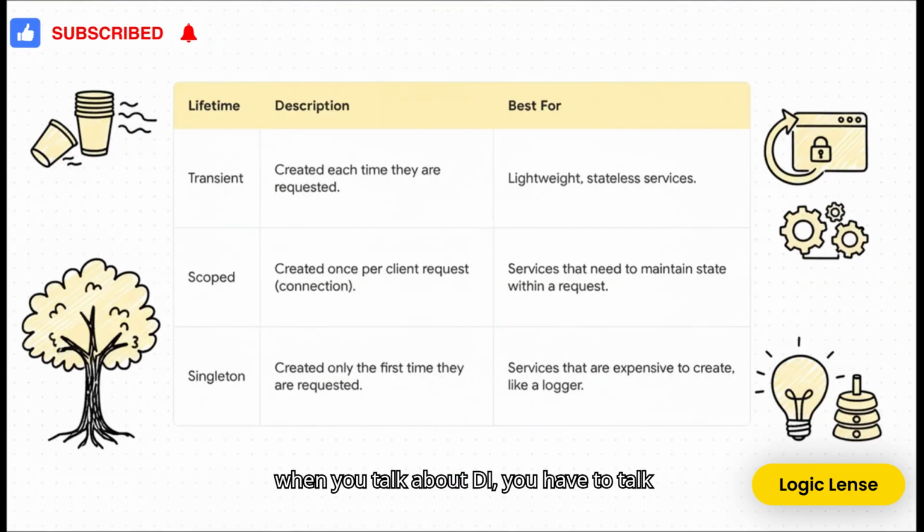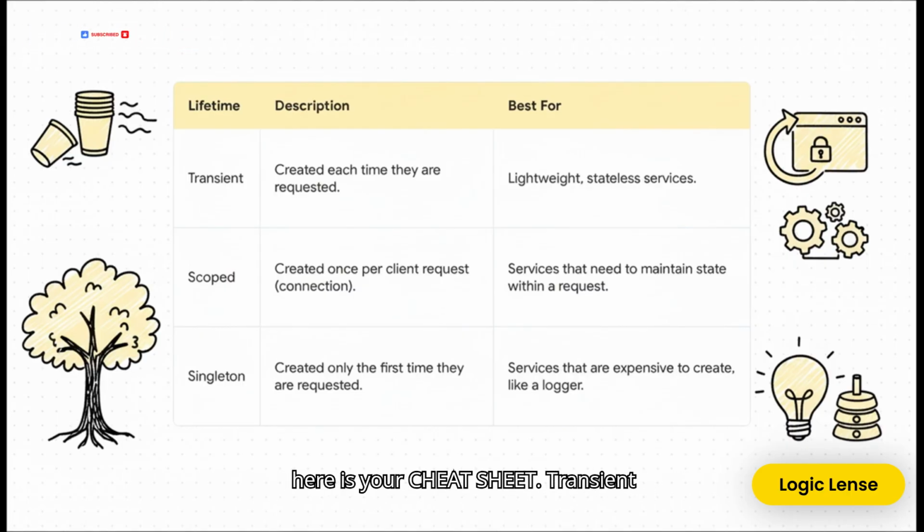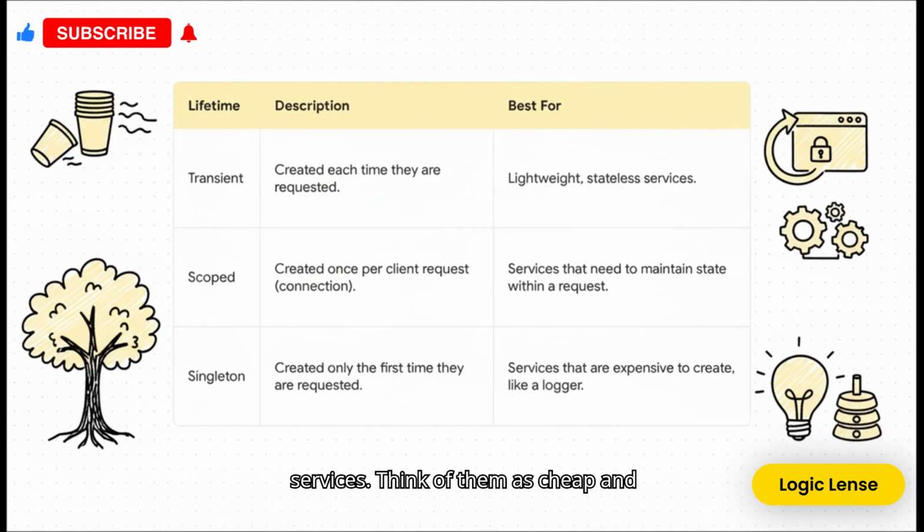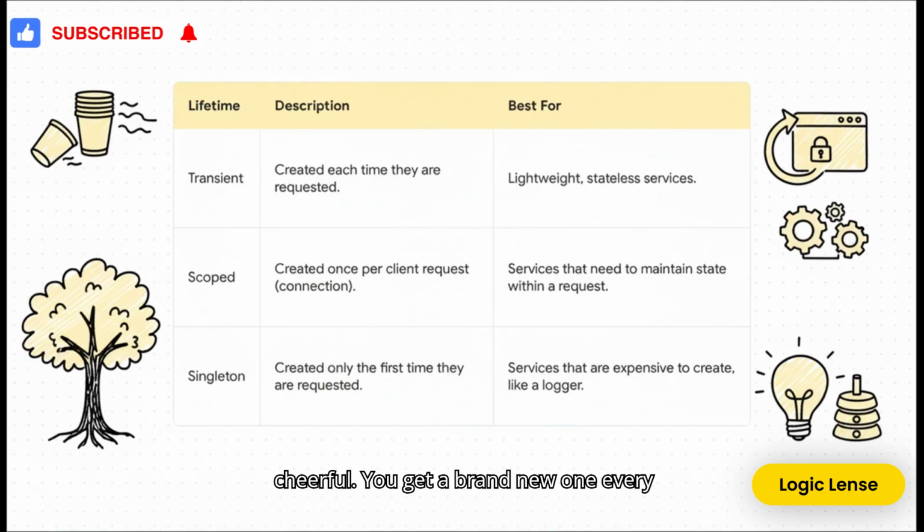And of course, when you talk about DI, you have to talk about service lifetimes. This table right here is your cheat sheet. Transient services, think of them as cheap and cheerful. You get a brand new one every single time you ask.